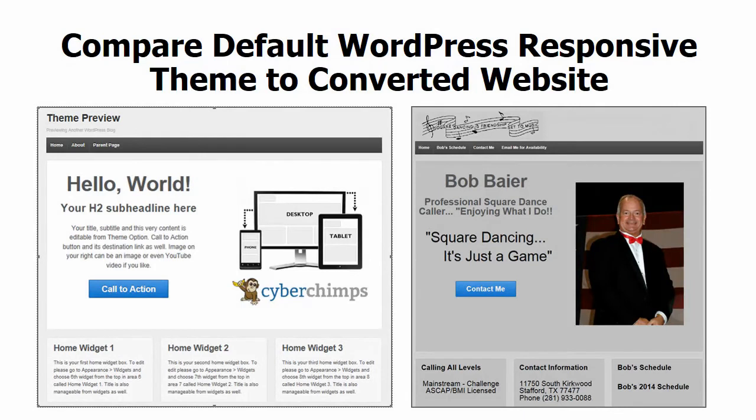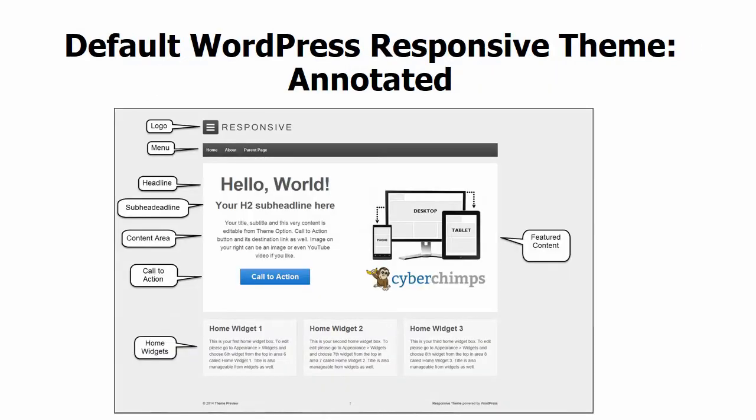Here we see the default WordPress responsive theme on the left and the result after converting the HTML website. A WordPress template is a cookie cutter that establishes a framework that controls the look and feel of the resulting website. You simply fill in the blanks in order to create your own content.